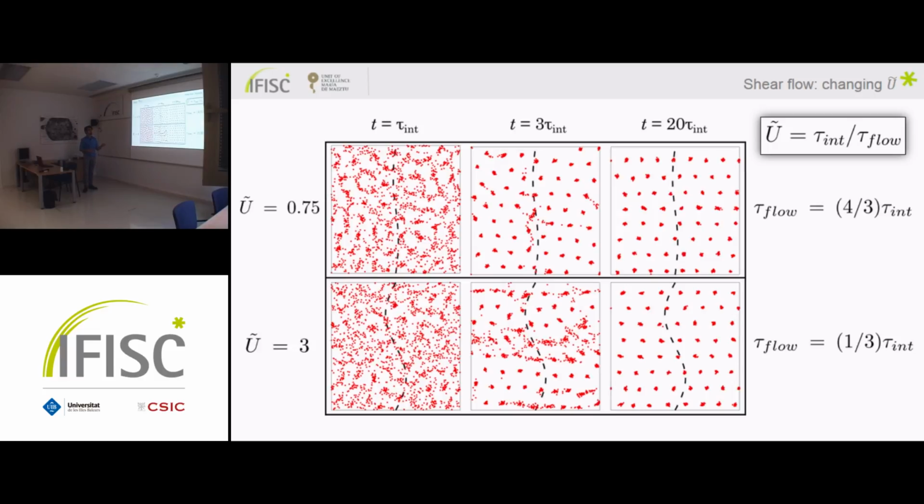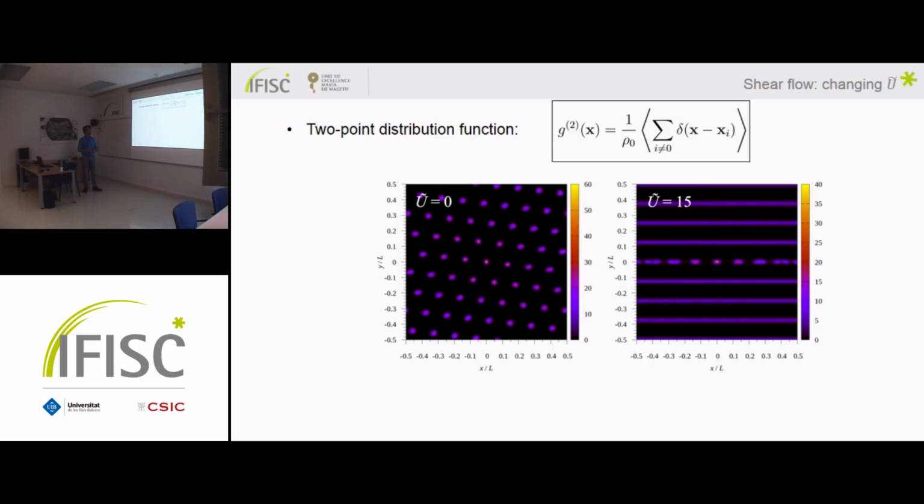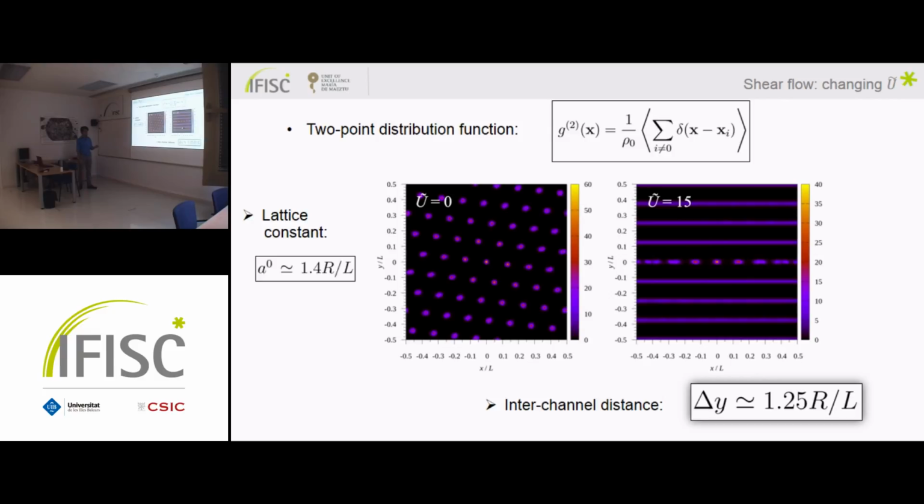We can compute the periodicity of these channels by computing the two-point distribution function, which measures the position of the particles relative to a reference particle. We have performed this average over a temporal series in a single long-run simulation. We compare the case of the static configuration, the hexagonal lattice, and the channels. The channels are formed with a strong value of u, although, as I said before, this configuration in channels does not depend on the value of u, if it is non-zero, of course. The lattice constant from the left panel is seen to be about 1.4, whereas the inter-channel distance, which is the important parameter here, is about 1.25 R, and does not depend on the value of u, as I said before. Note that these two values are similar, of the same order, and that will be important later.